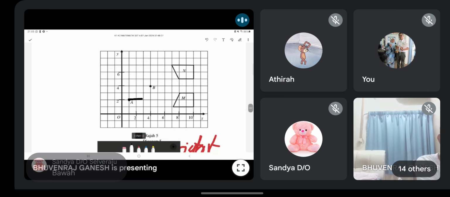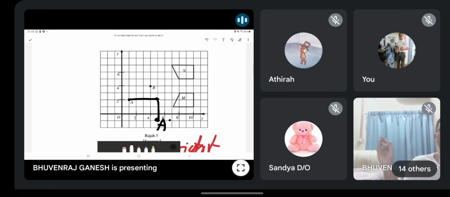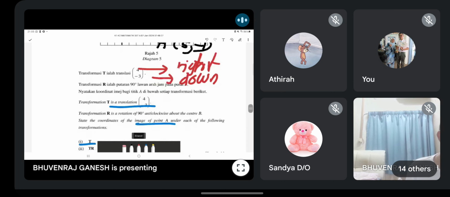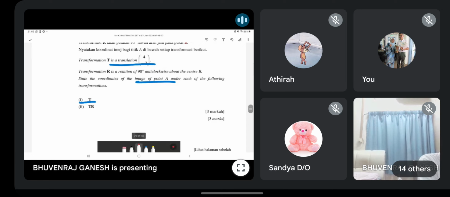4, negative 3. 4, negative 3. Settle, A prime. Kalau image, kita bagi simbol pelengkap, prime. Okay, remember. So, you will write final answer is 5, negative 1. Okay, so next one. Untuk nombor 2, TR. So, guys, which one first? T atau R? Mana datang dulu?